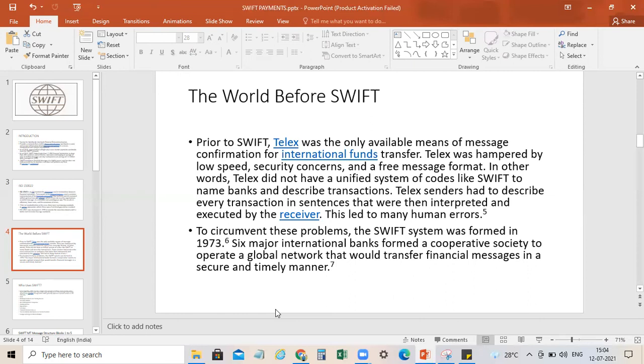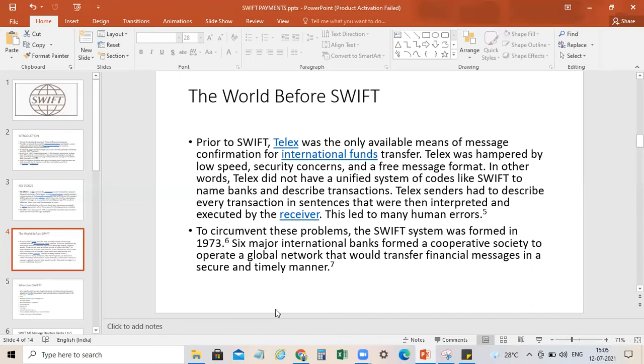For example, we have Standard Chartered Bank US. They are named as SCBL US 33XXX. We'll go in depth about these SWIFT codes, and how they are derived from a bank, later on. But in SWIFT, they have this naming convention, which telex did not have. So telex senders had to describe every transaction in sentences that were then interpreted and executed by the receiver. In telex they used to write sentences, the receiver used to read them, and then execute at the receiver end. And this actually led to many human errors.